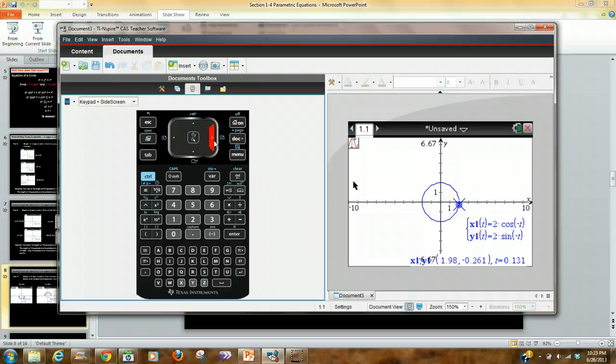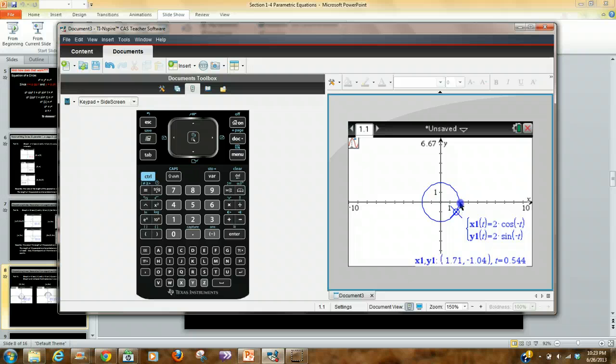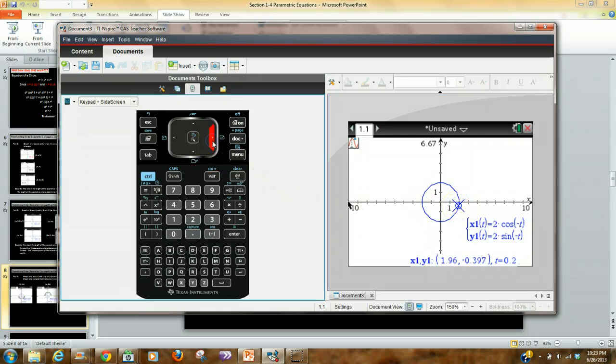Whoops, I didn't really mean to do that. Go back. Oh, it's not cooperating for me. Let me see if I can get it back here with my little mouse arrow. Nope, doesn't want to. Okay, well, t started at 0 up here. Oh, there we go.